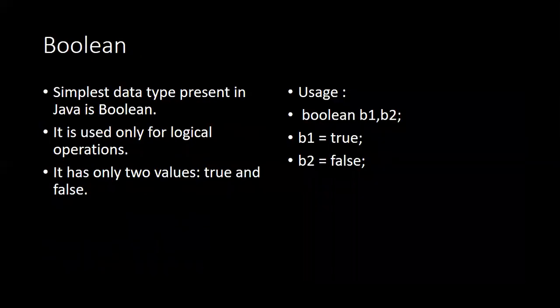Then comes Boolean. Boolean is the simplest data type present in Java. It is used for logical operations. It has two values, true and false. Sometimes in other languages it is represented by ones and zeros. Usage of Boolean is boolean b1, b2. So b1 has a value of true and false. Remember that true and false, written exactly like this, are known as keywords. So we cannot use true and false as any kind of variable name.